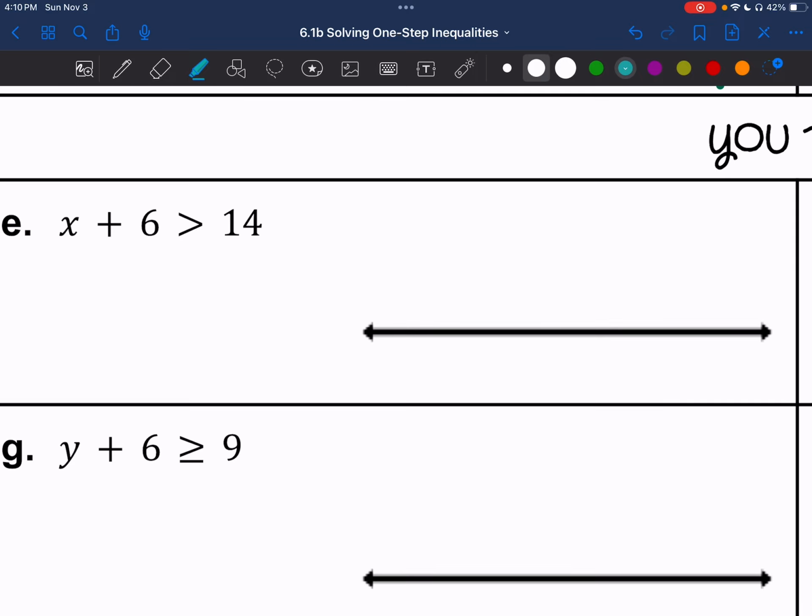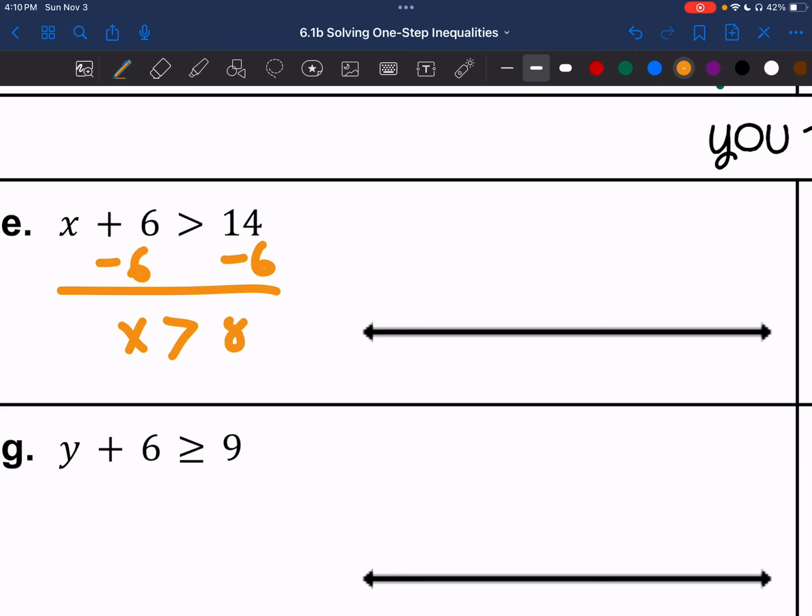All right, letter E. First, we're going to start by subtracting 6 from both sides. X is greater than 8. So you have points at negative 8, 0, and positive 8. And if x is greater than, it's an open dot, and greater than means we shade to the right.